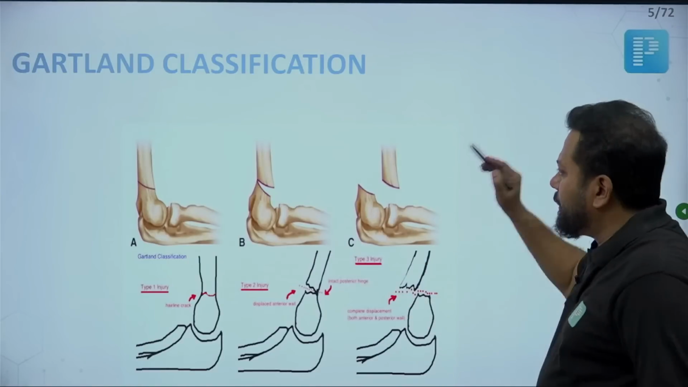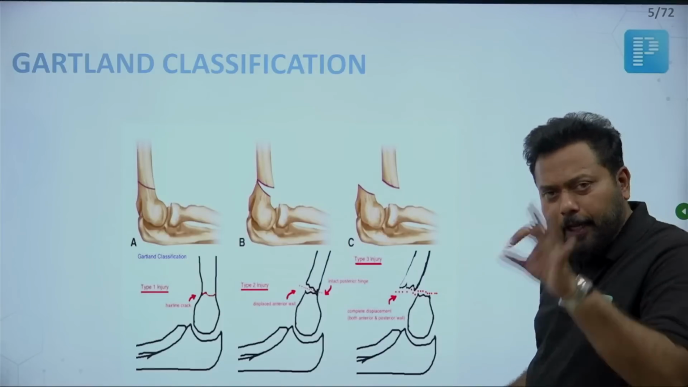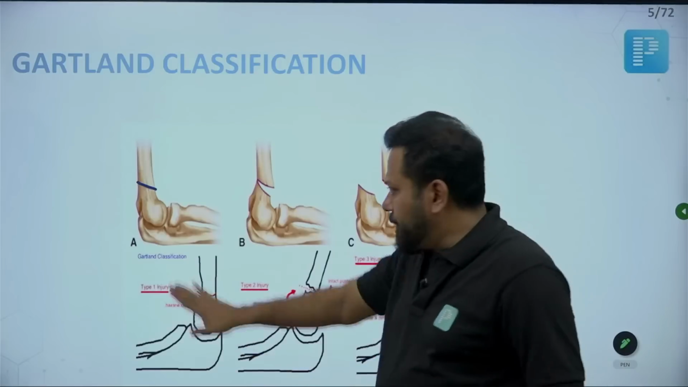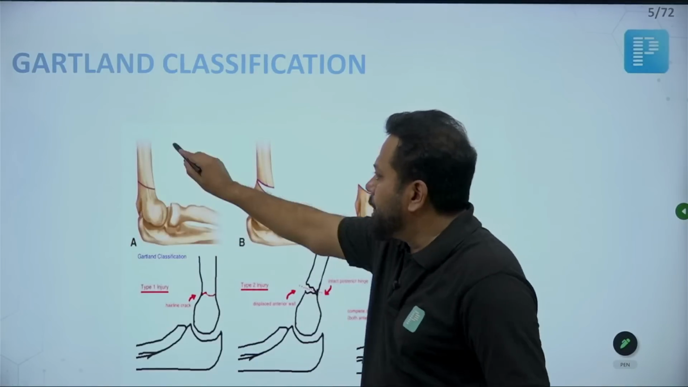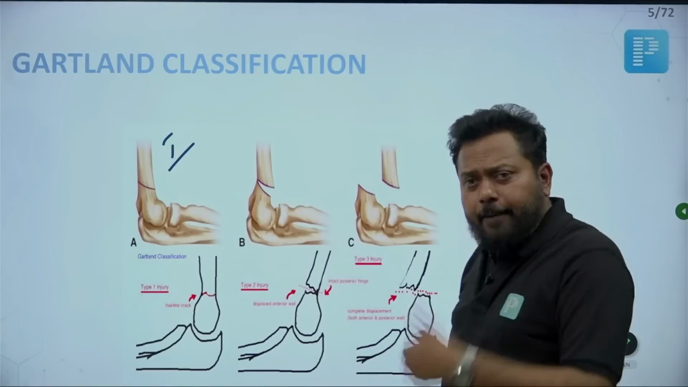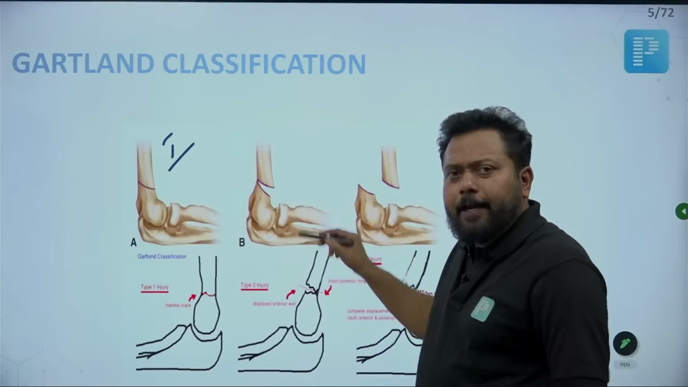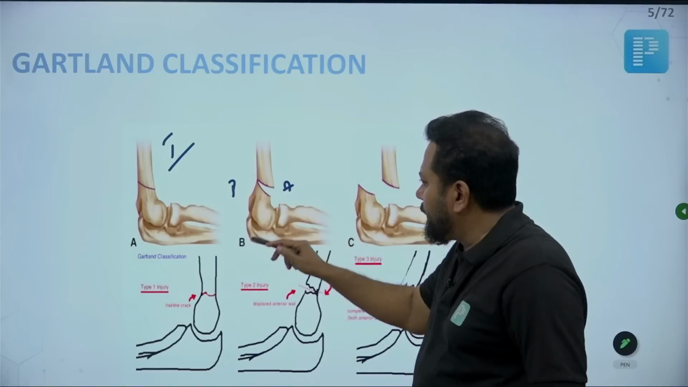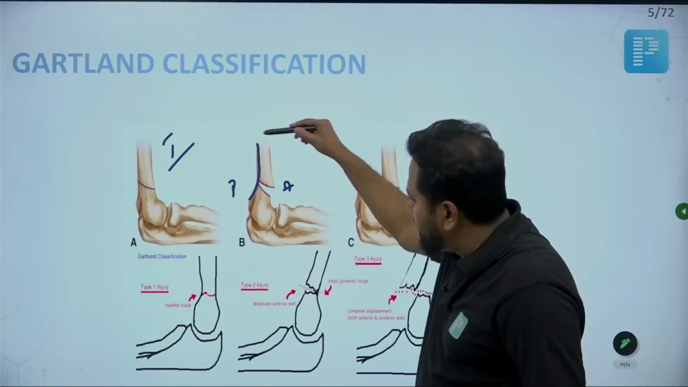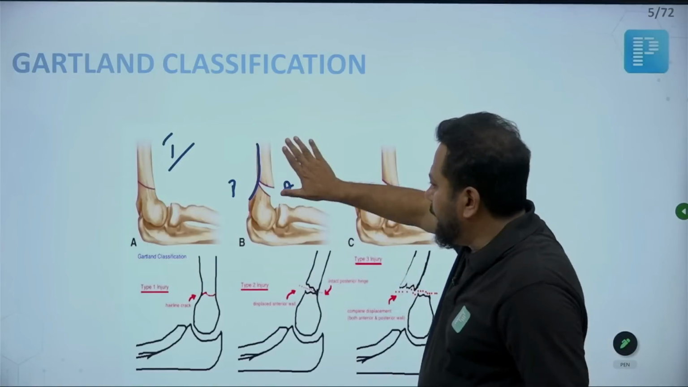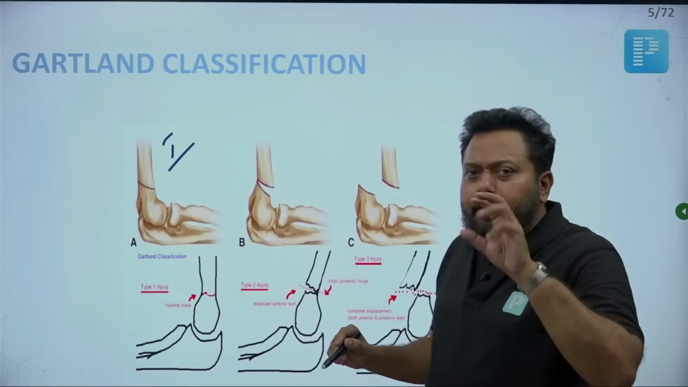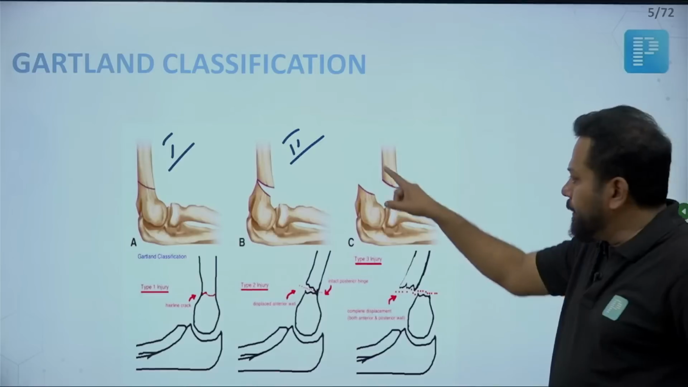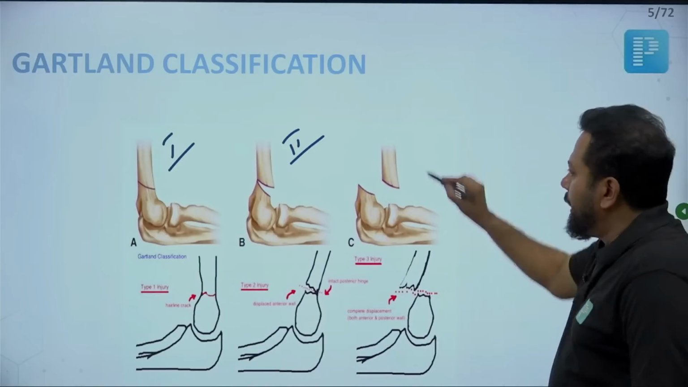Only 3 types. Gartland classification is of type 1, type 2, type 3. Type 1, the fracture is complete but undisplaced. Type 2, the fracture is complete but partially displaced. You see, this is the anterior cortex, this is the posterior cortex. The posterior cortex is intact, the anterior cortex is open. This is called a complete fracture with partial displacement, type 2. And when you see here, it is a complete fracture, totally displaced, and this is type 3.